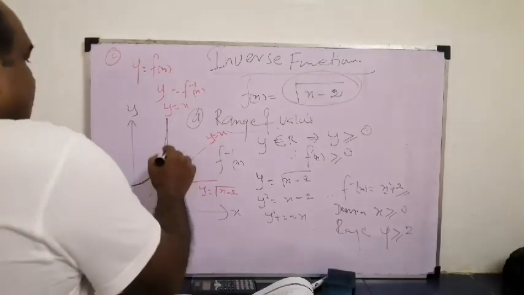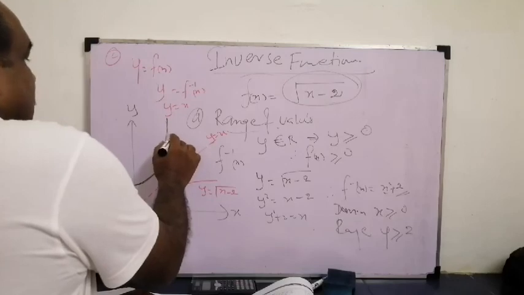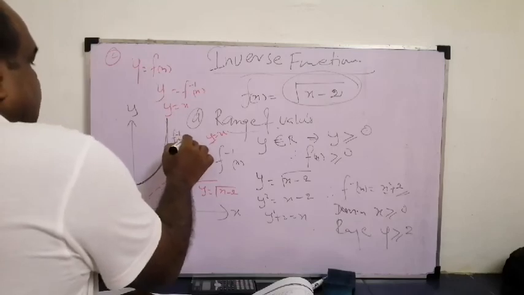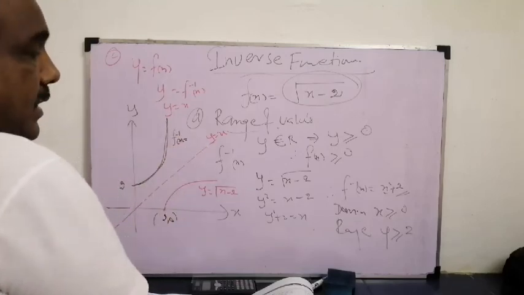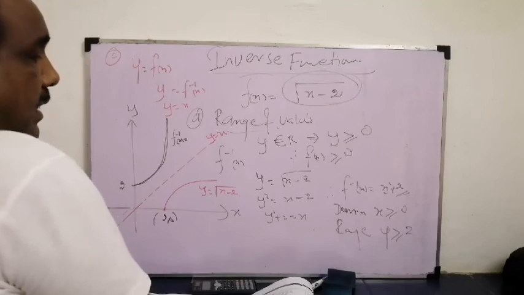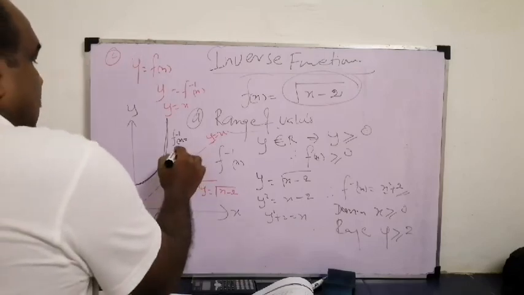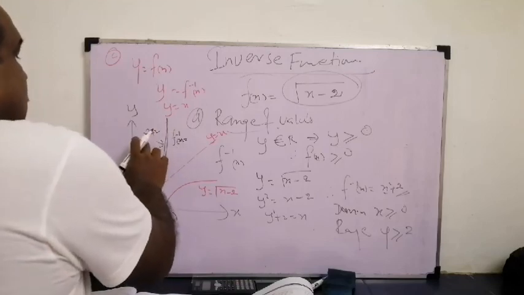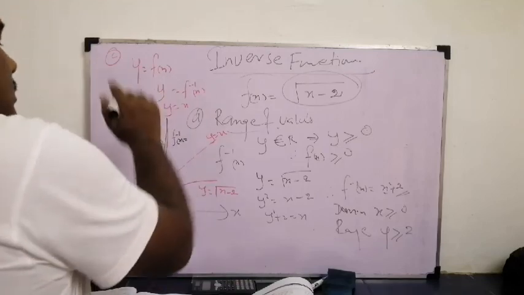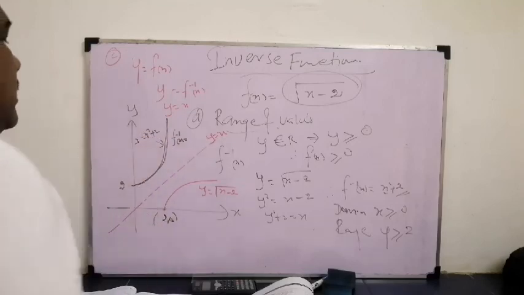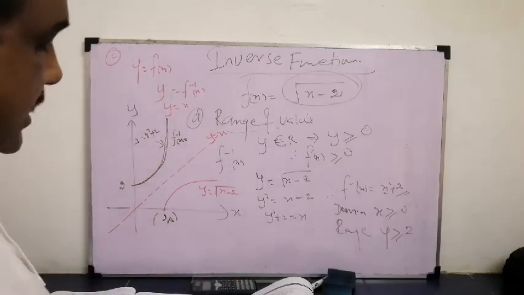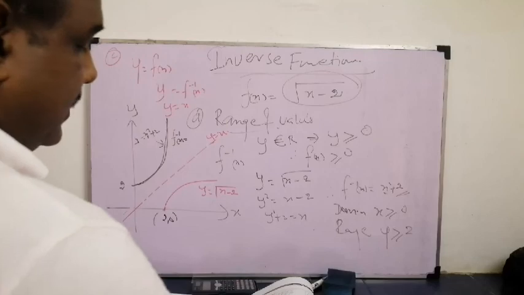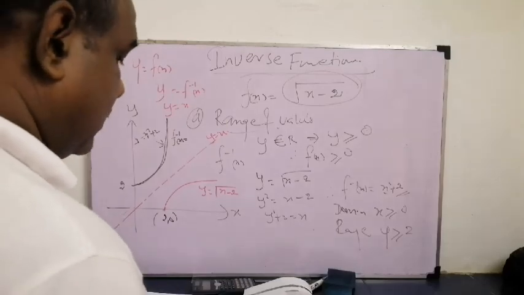This will be y equals f inverse of x, that means y equals x squared plus 2. When x is equal to 0, it's going to be 2. So this is how the composite function and inverse function work.